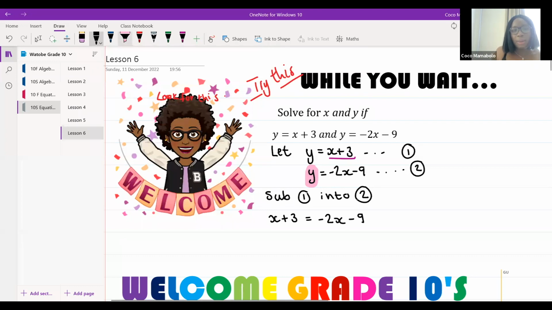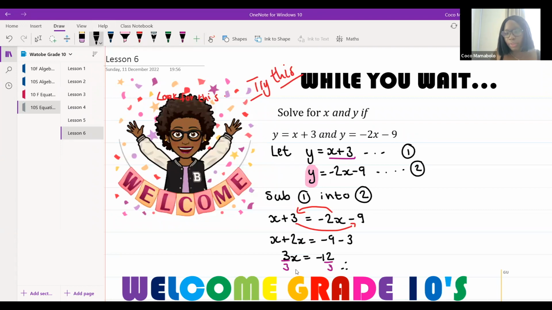My negative 2x is going to go over and become positive, and my positive 3 is going to go over and become negative. So I'm going to end up with x plus 2x is equal to negative 9 minus 3. This is 3x is equal to negative 12. Divide by 3 on both sides. Therefore, x is equal to negative 4.